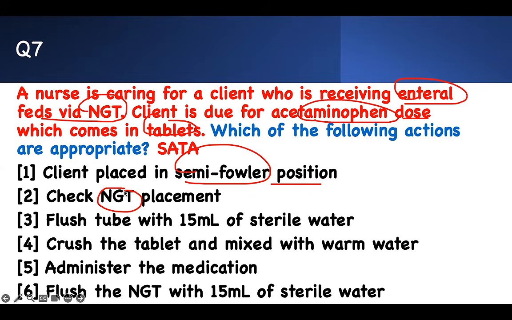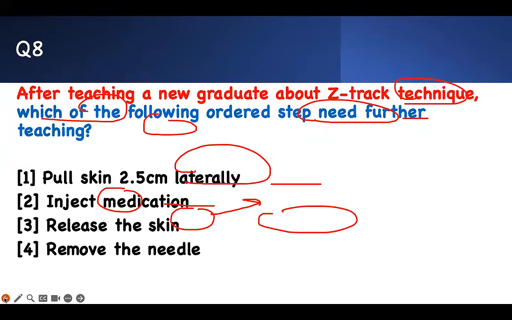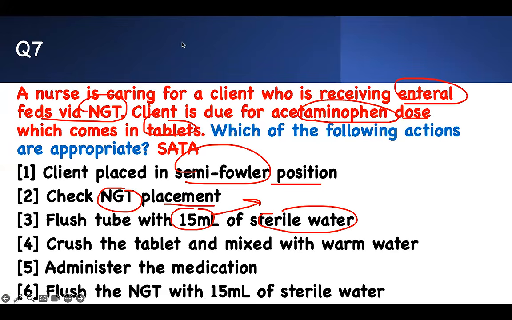Check the NG tube placement to make sure it's in the right place. Flush the tube with 15 ml of sterile saline. 15 is too small, it's 30. So 30 cc, you use to flush it. Crush the tablet because it's a tablet. You can put it in the tube and mix it with warm water. Administer the medication. Then after that, you flush the tube with 30 again.